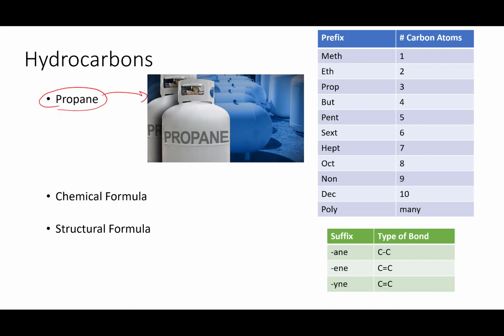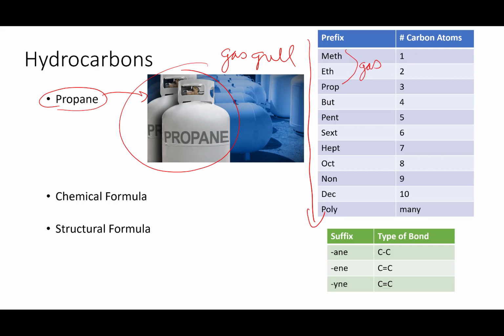Now, propane is the sort of thing that you might have in gas cylinders that you use in a gas grill. What happens as you go down this list of hydrocarbons is that methane and ethane have a tendency to be gases at room temperature. But when you get to propane and butane, they are a gas at room temperature, but under pressure, they will be liquids. So propane can be liquefied under pressure, but you open the valve, you're going to get a gas, and it works beautifully for a gas grill.